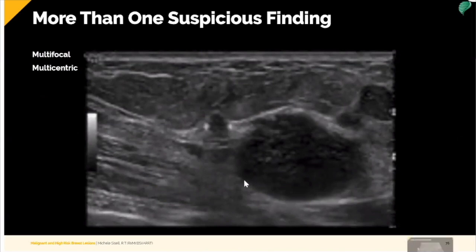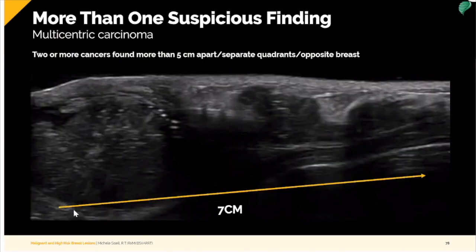Again, multifocal, this is what that looks like. A couple of them right by each other. This is a panogram because this is a very large breast cancer in one breast. So remember, two or more cancers found more than 5 centimeters apart, in separate quadrants, or opposite breasts. This is 7 centimeters. We're probably not even getting the edge of it. So this would be called a multicentric breast cancer.